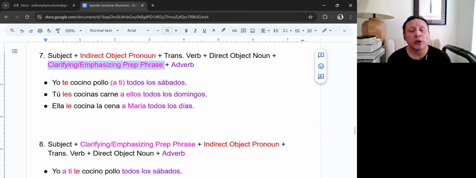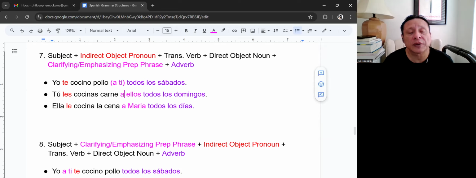In Spanish, we can do this with a prepositional phrase, and so then we're going to need a prepositional object. So that's where the prepositional case will come in here for us. Okay, and then you can have an adverb to finish the thought. Yo, subject. Te, indirect object. So it's to you or for you. Cocino pollo. So I cook you chicken. Pollo is chicken. I cook you dinner.